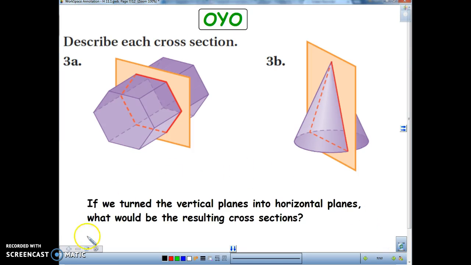Try these two on your own. This cross section forms a hexagon. It's parallel with the bases, so it'll hold the same shape as the base. And this one is vertical, goes against the bases, and you can see that it would form a triangle. If you were to turn the planes horizontal, then this one would turn into a rectangle, and this one would turn into a circle, because now it's parallel with the base.